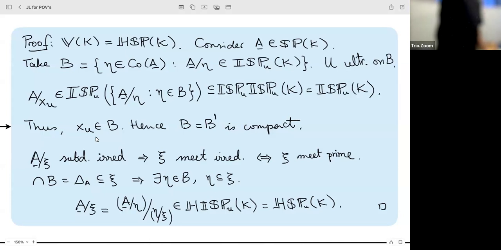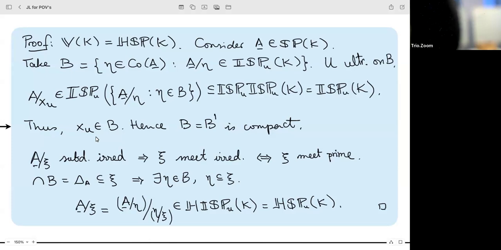So what we just proved here is that X_U actually belongs to B. So you take your B, this set. You take any ultrafilter over B, and every single time X_U belongs to B. So this means that B is closed under this process. So B is equal to B prime. But B prime was proven to be compact. So this is a compact set.